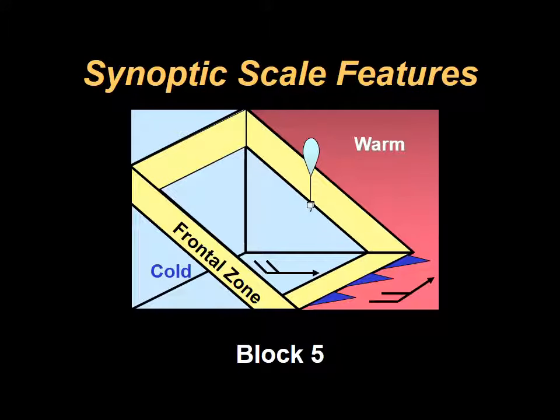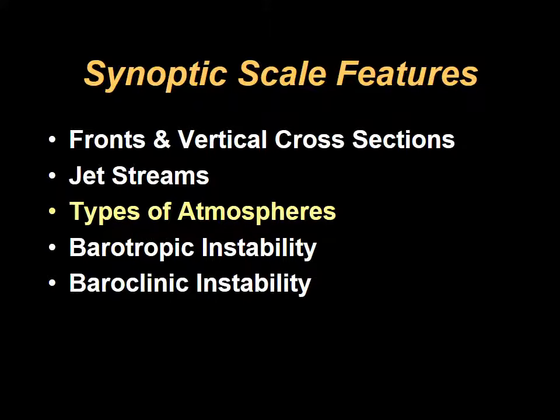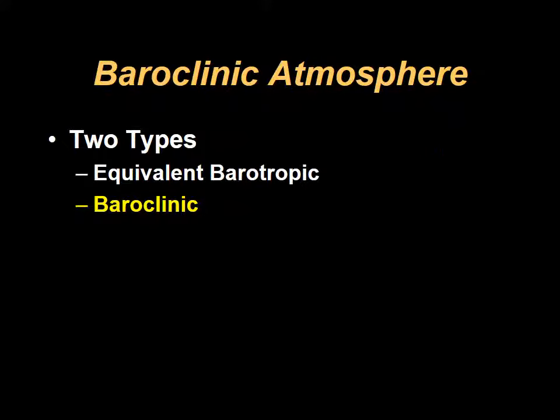Hi, and welcome back to another discussion of synoptic scale weather features. We're working our way through different types of atmospheres. We already covered barotropic atmospheres, and we started into baroclinic atmospheres. We looked at a special type of baroclinic atmosphere, equivalent barotropic. We talked about cold core systems and warm core systems, whether they be high pressure or low pressure.